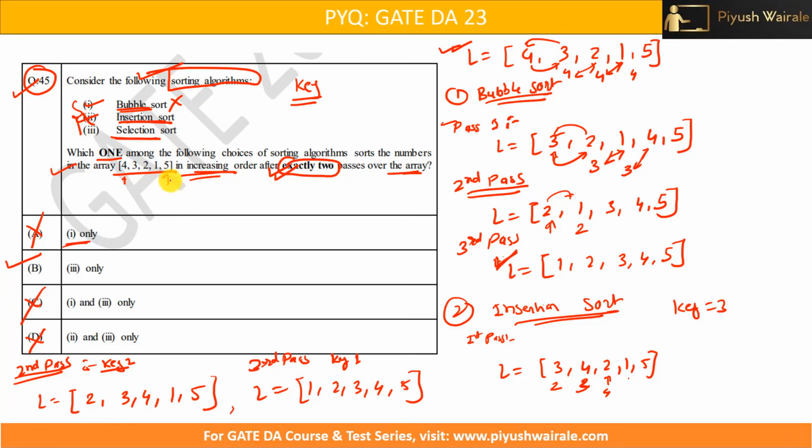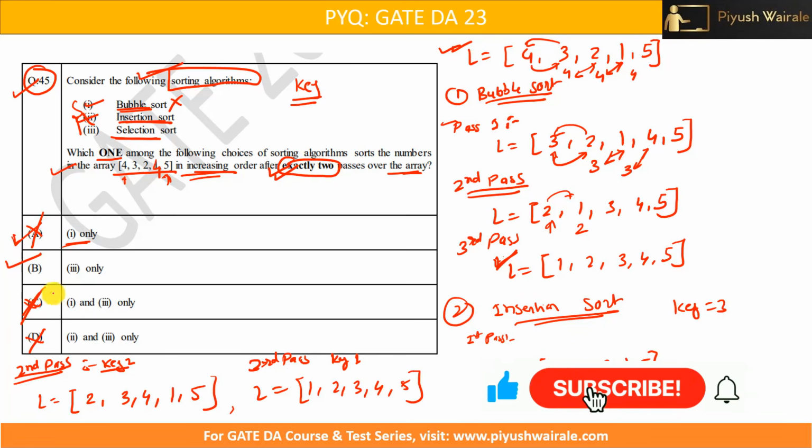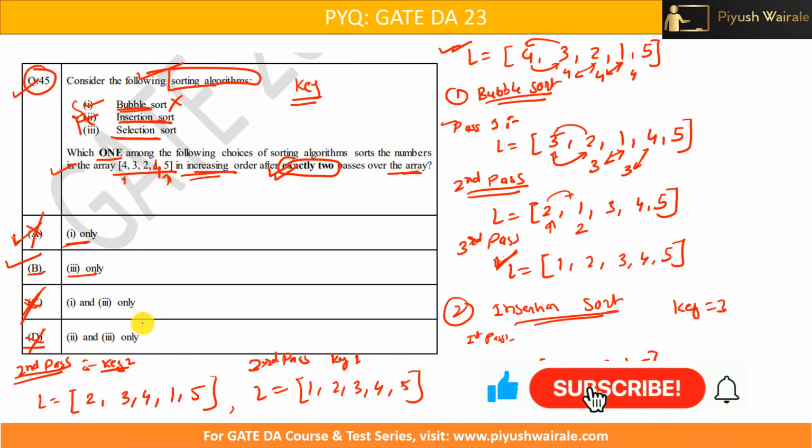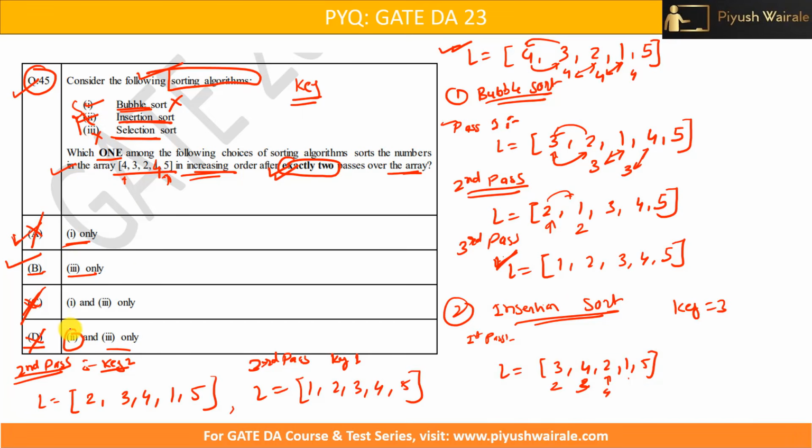So in the first pass 5 is already there. In the second pass 4 will be there, but I will not get the sorted array. So option A is not correct. If option A is not correct, it means option C is also not correct. Then I am left with options B and D only, right? Now in both of these, 3 only is the same, so I don't need to check selection sort. I only need to check the second one, insertion sort.